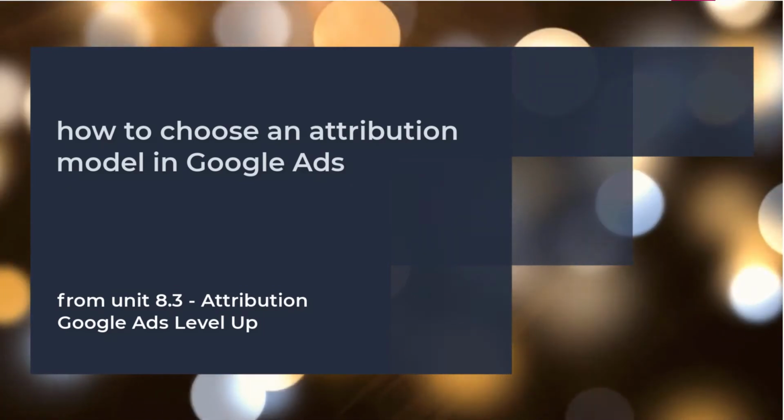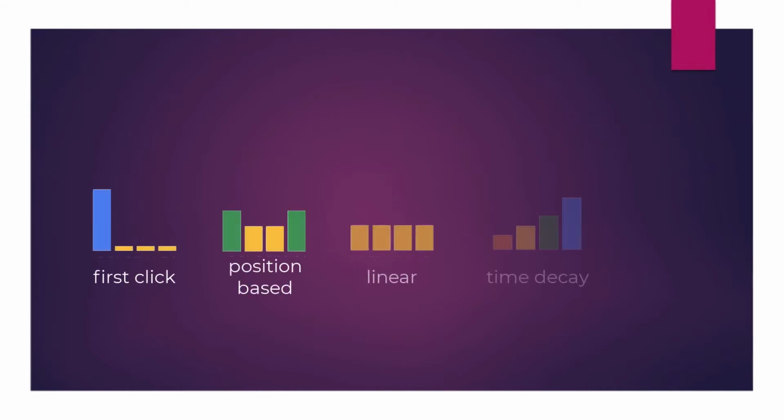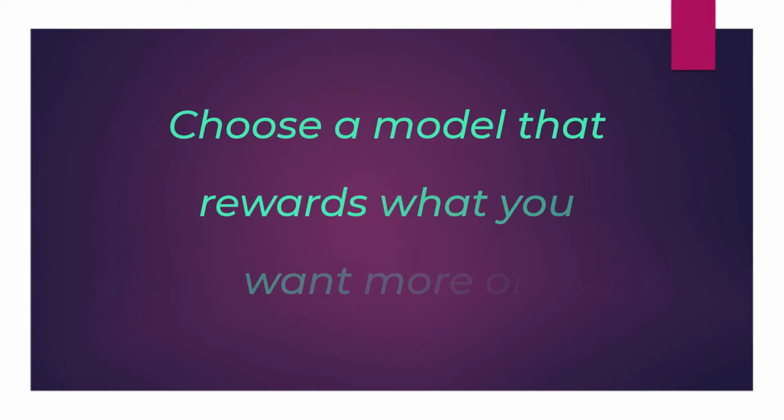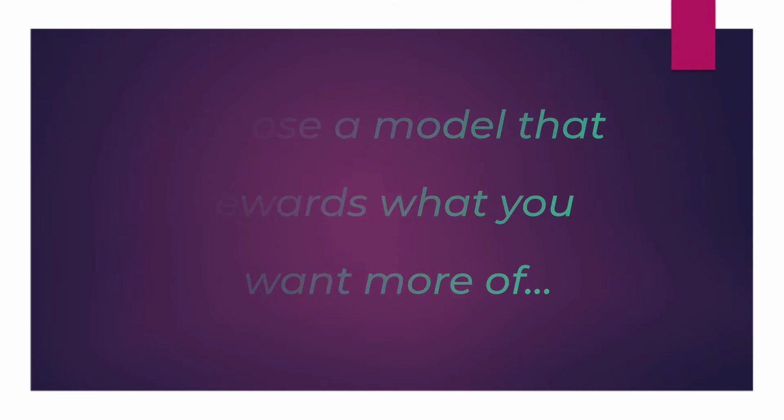So now we know what attribution is and the different ways that it splits credit for a conversion between clicks. But on what basis would you choose one over another? To answer this, we'll cycle back through the models and discuss their advantages and disadvantages, but underlying those pros and cons is this rule of thumb. Choose a model that rewards what you want more of.